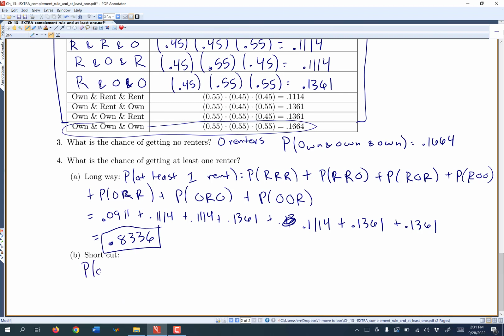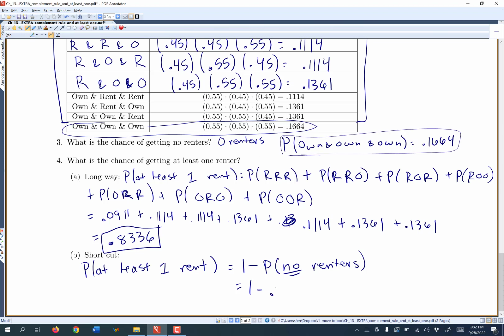The shortcut says the probability of at least 1 rent is equal to 1 minus the probability of no renters. And how do you find the probability of no renters? Well, we already found that right here. It's the probability of own and own and own. So 1 minus 0.1664, which gives me 0.8336. So we've used this quite a few times in our videos already, but I always have students saying, why?